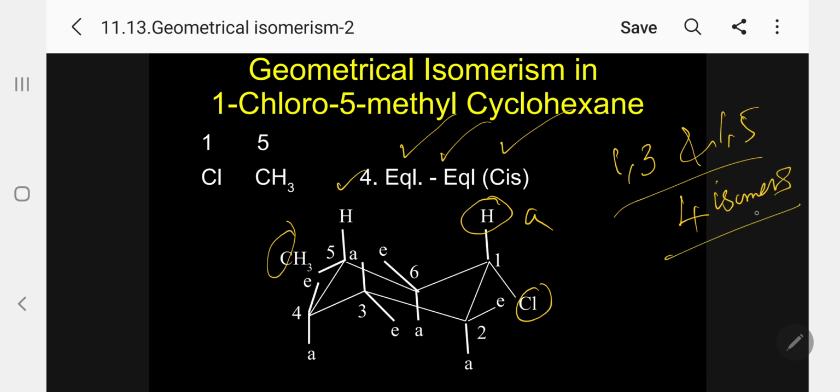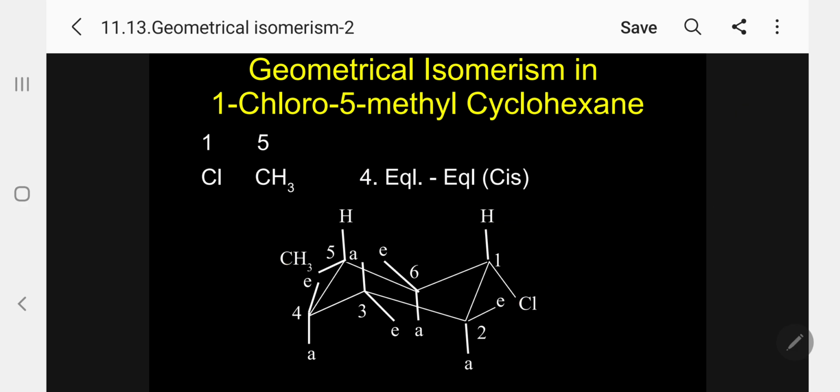Thus, in the case of 1, 3 and 1, 5, there are four isomers possible. Please follow. Whereas in the case of 1, 2, 1, 4 and 1, 6 also, four isomers are possible. So let me give the important differences between symmetrical and unsymmetrical isomerism. I will explain; please have it in mind. It will be easy.